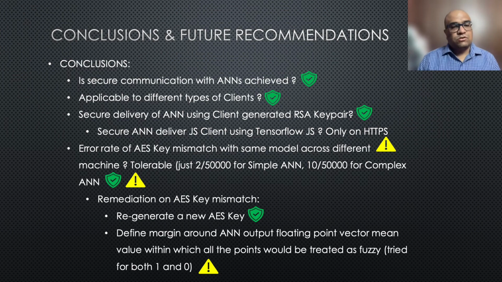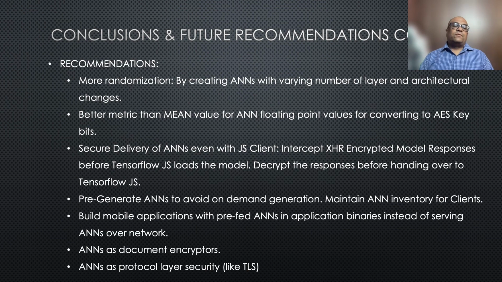A remediation process was also given: generate a new AES key and transmit it in case of AES key mismatch, or in case of encryption failure on the other side. That means in case of failure, you can retry generating a new key and send it. A margin can also be put around the mean value, as discussed, so that those bits can be treated as fuzzy. Future work is more randomization, more types of architectures, and a better metric than the mean value. Secure delivery of ANN with a JS client can be assumed as future scope, along with pre-generation of ANN models to avoid bandwidth issues on the server.